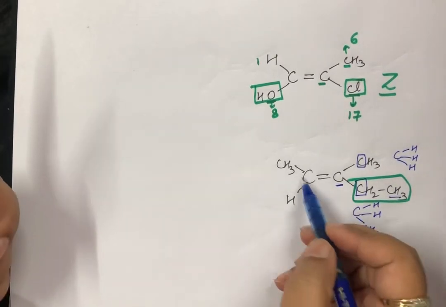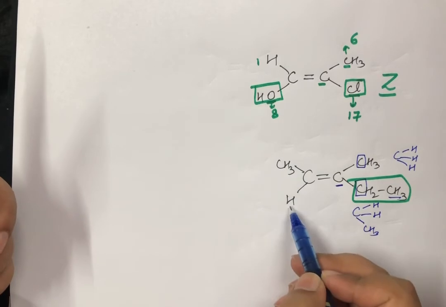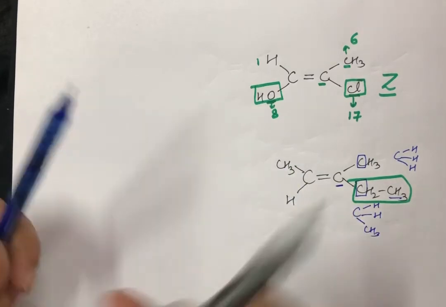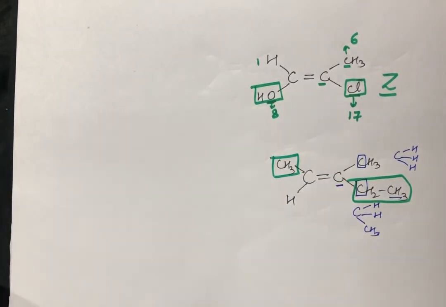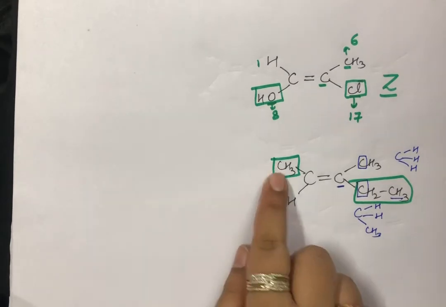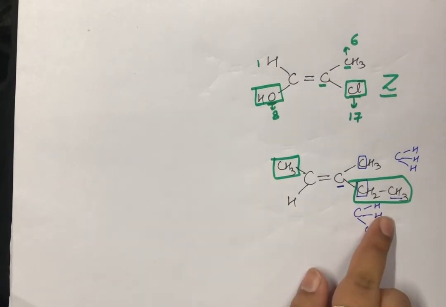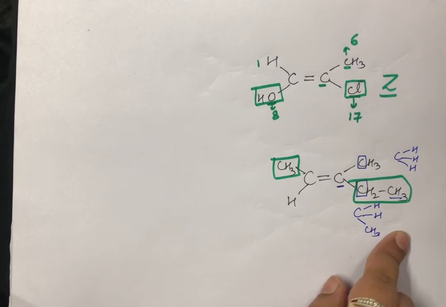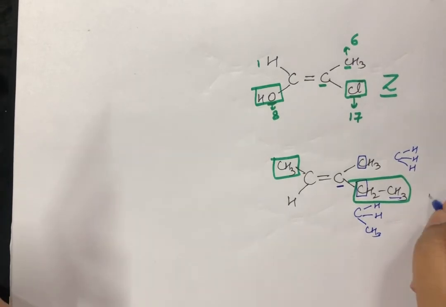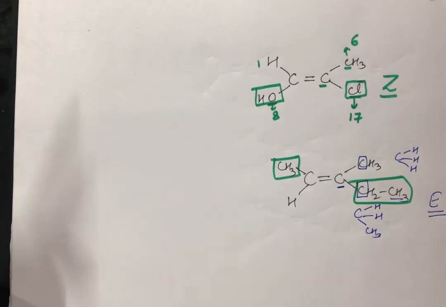Similarly, if I talk about these two groups, this is C and this is hydrogen here. So which is of more priority? This is of more priority. Now both the high priority groups are on the opposite side. So since it is on the opposite side, what is going to be the configuration? It is going to be E nomenclature.